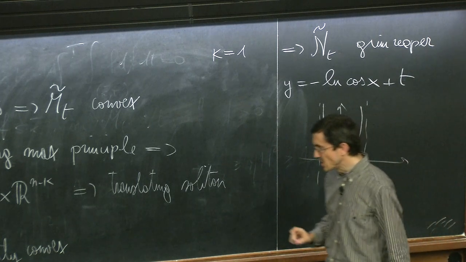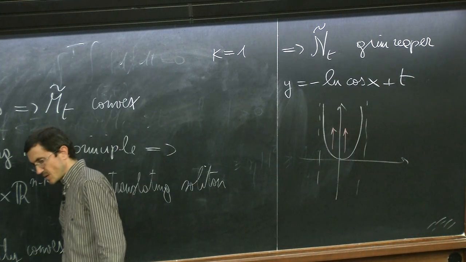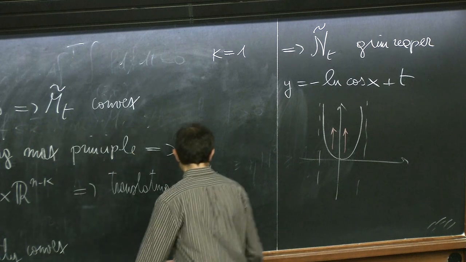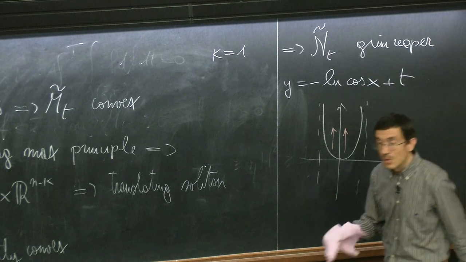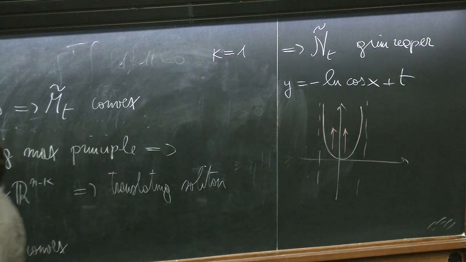In higher dimension, the question is not easy. For a long time, it was not known whether all solitons are rotationally symmetric or not. And then there was a paper by Xu-Jia Wang who showed that in higher dimension, there are many translating solutions, but only one is relevant in this case.